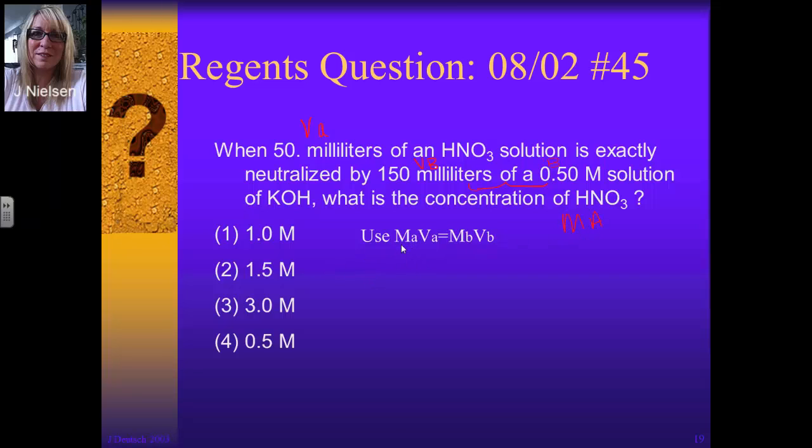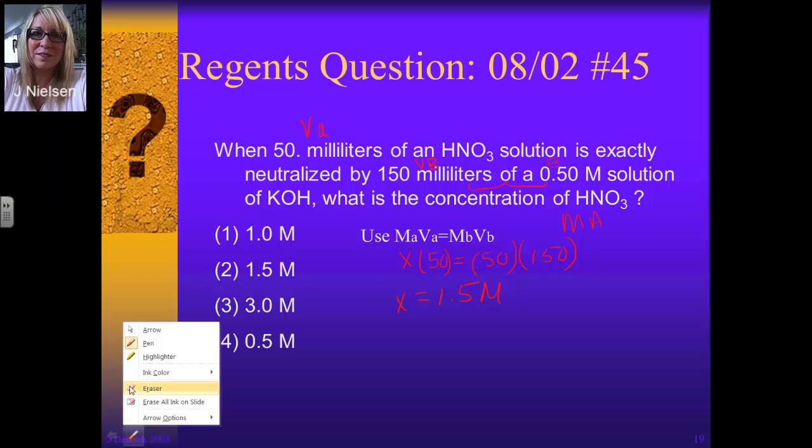So let's plug in what I have. I don't have MA. I have my VA, which is 50, and that's going to be equal to my MB, which is 0.50, times my milliliters, 150. So I've got 0.5 times 150 divided by 50 to get my X, and I get X equal to 1.5, which is the molarity of my acid. So my answer is 2.